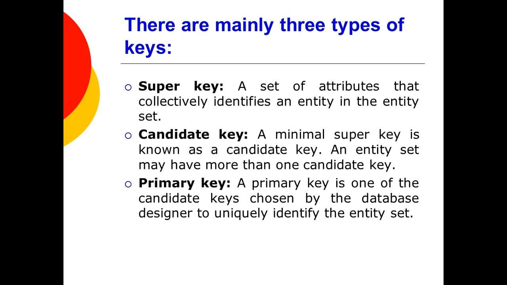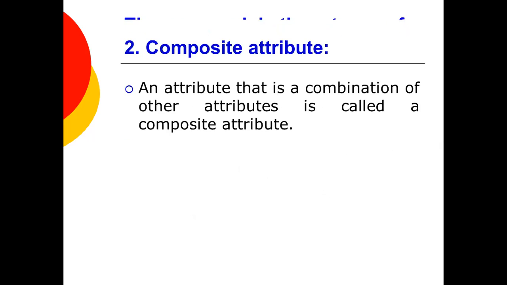Suppose we have the entity as a student, then we can consider the roll number or the enrollment number as the primary key. So this is indicating the unique identification among the various students.